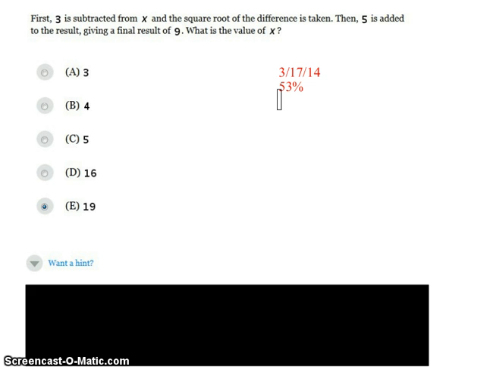Here it reads, first 3 is subtracted from x and the square root of the difference is taken. Then 5 is added to the result, giving a final result of 9. What is the value of x?